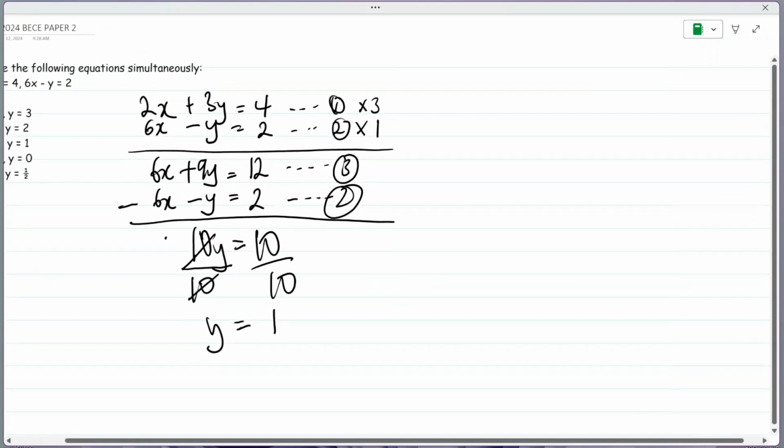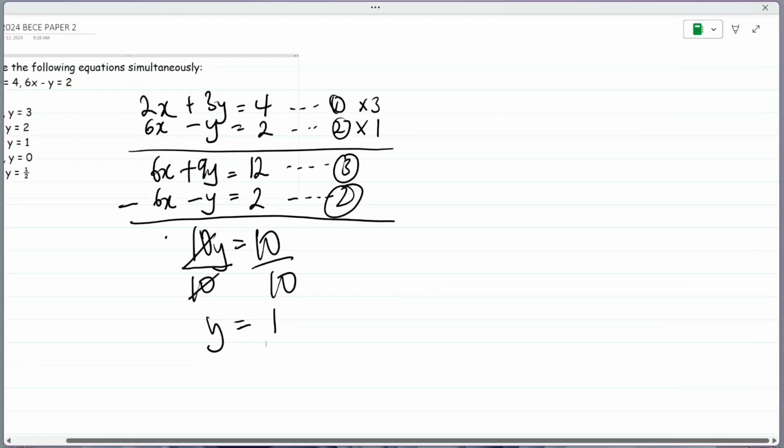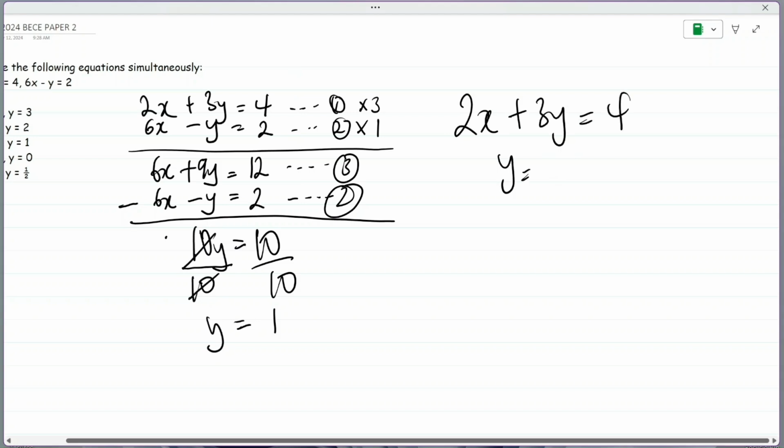And with our y as 1, we can find our x using any of the equations that we prefer. We can use equation 1, we can use equation 2, and we can use equation 3. Using any of the equations, you still get the same answer for x. Let's just use equation 1. You have 2x plus 3y equals 4. We know our y is 1.